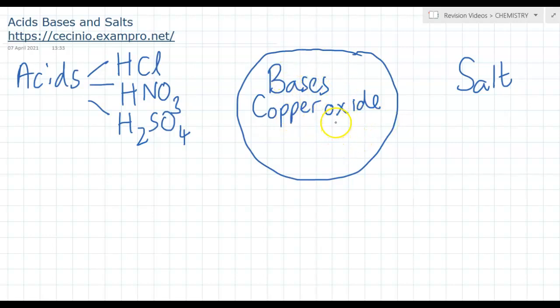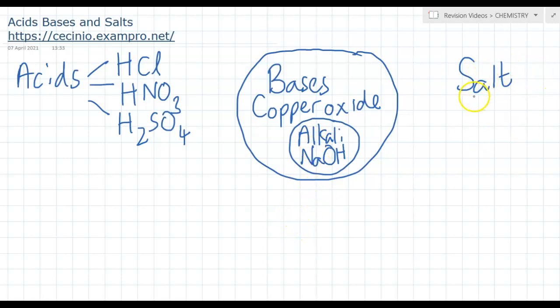If the metal oxide dissolves in water, then we can give the base a special name and call it an alkali. An example of an alkali would be sodium hydroxide, NaOH. So we can say that all alkalis are bases, but not all bases are alkalis.